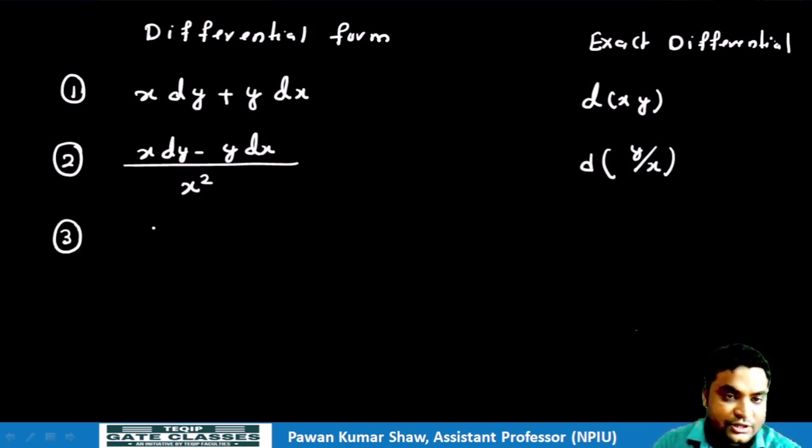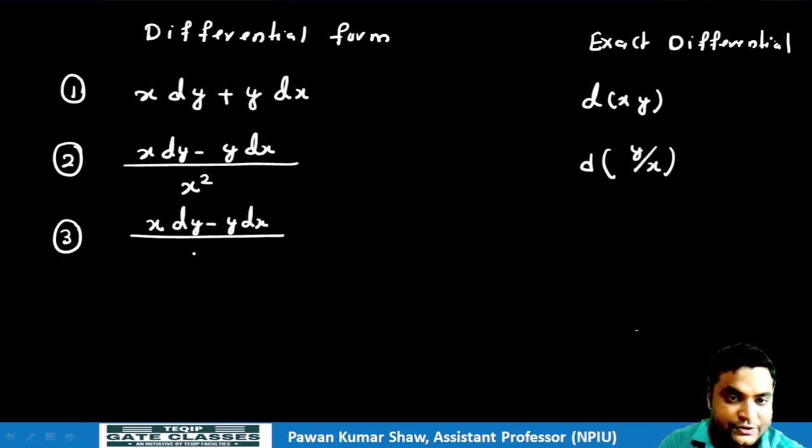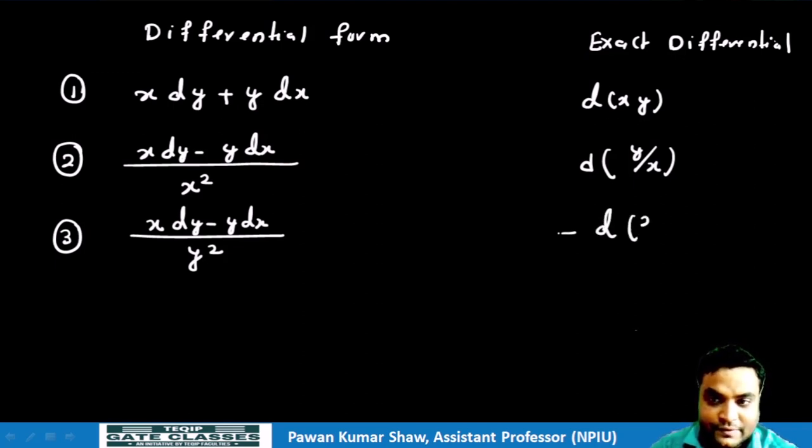Okay, suppose the differential expression is x dy minus y dx divided by y square. So in that case, the exact differential form will be minus of d of x by y. You can check that if you apply the total differentiation of this one, you will get x dy minus y dx over y square.